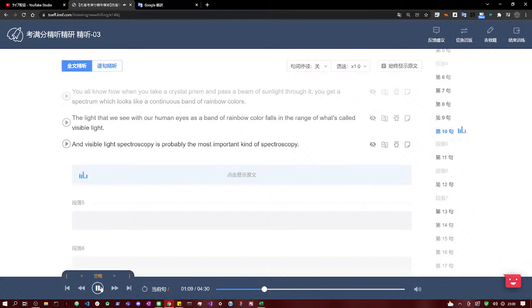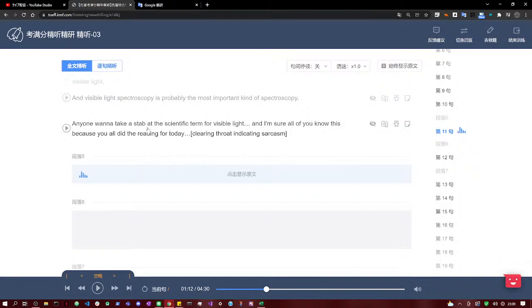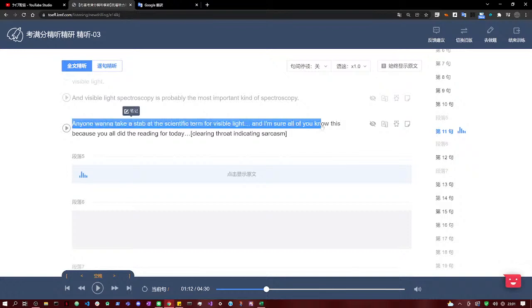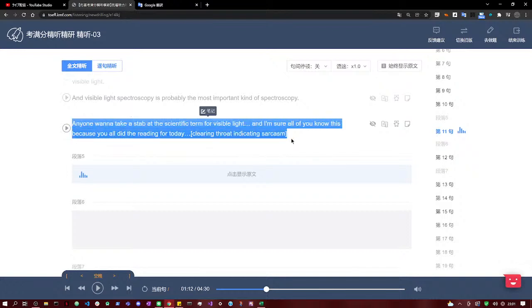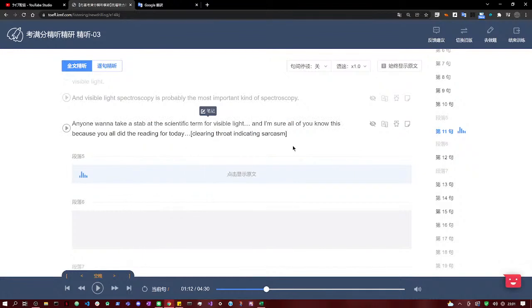And I'm sure all of you know this because you all did the reading for today. Optical radiation. But I thought being exposed to radiation is dangerous.